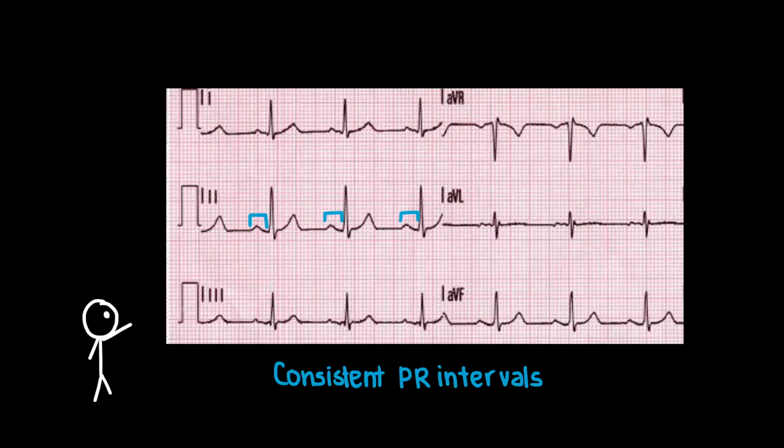The PR interval should be consistent beat to beat. The same PR interval tells you that the AV node is conducting steadily.